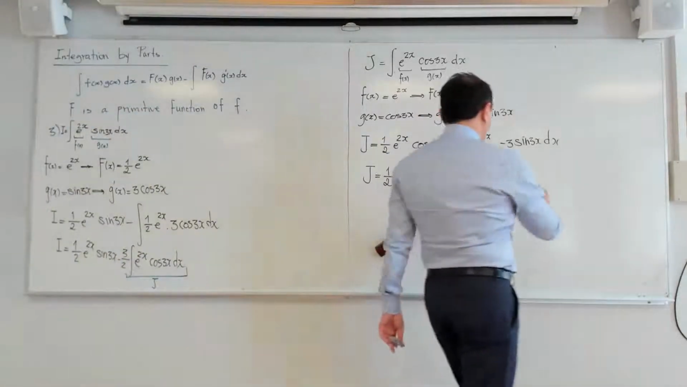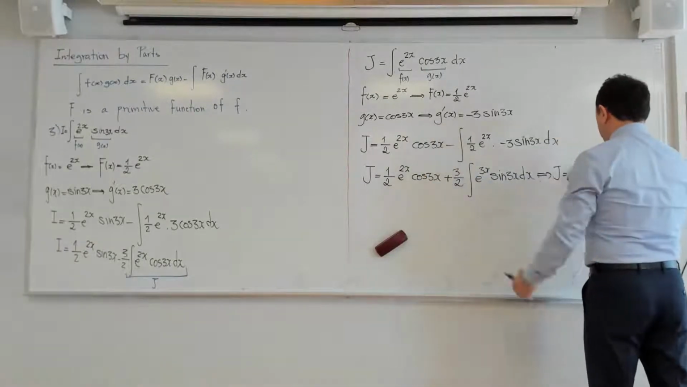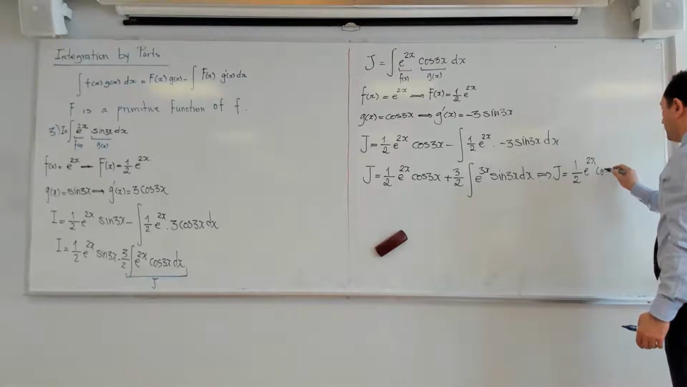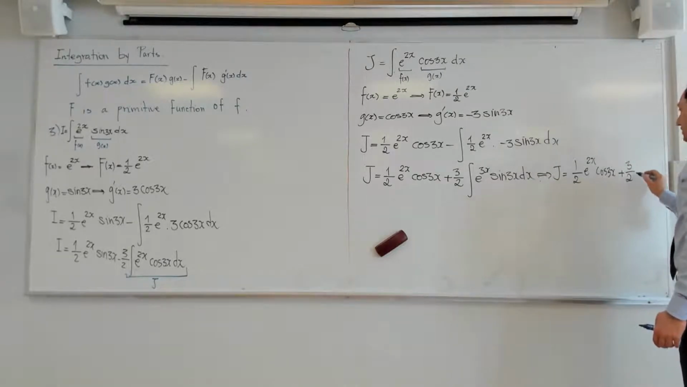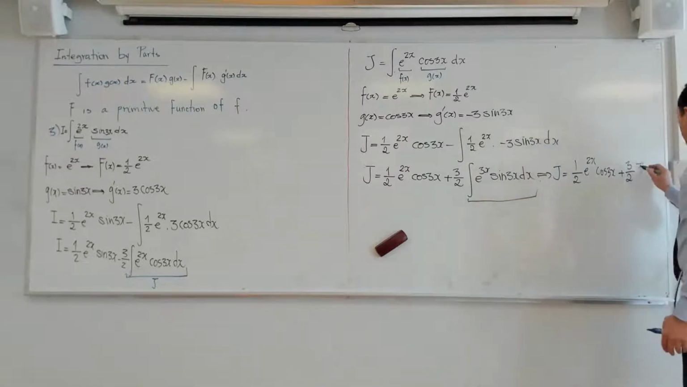So let us see. This implies that j is equal to, let me just repeat this, 1 over 2 e to the power of 2x cosine 3x. And then I hope that you agree that I can write 3 over 2 instead of this combination. I can put I. Do you agree?